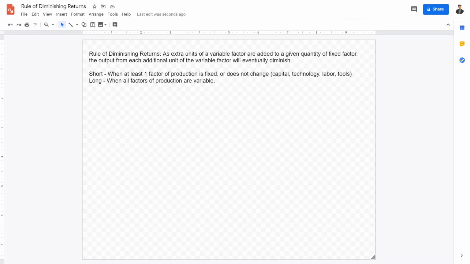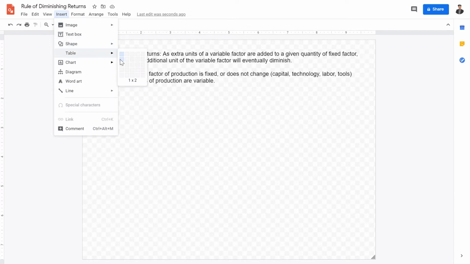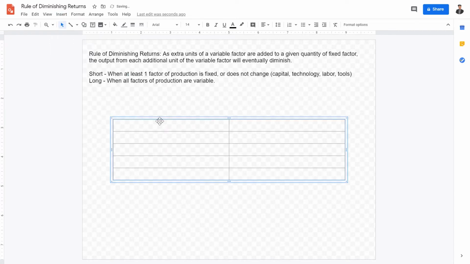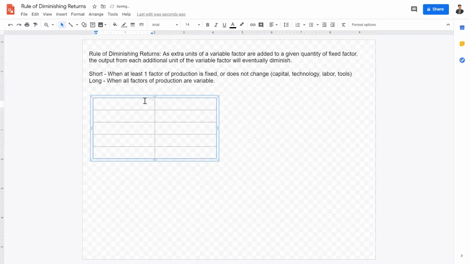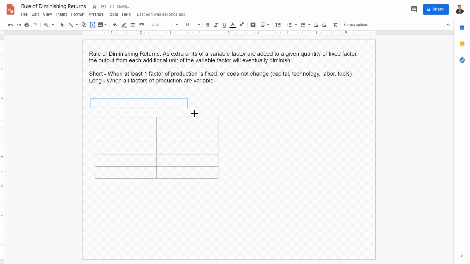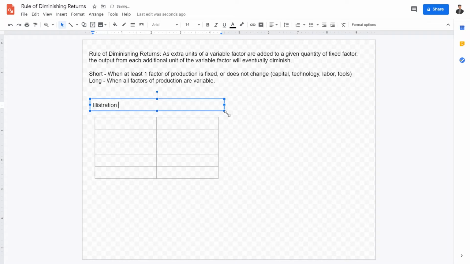Let me give you an example. Let me insert a table right here. Let's say you own a pizza shop. This is an illustration of pizza production quantities when labor changes. Now, let's identify the variable factor right here.